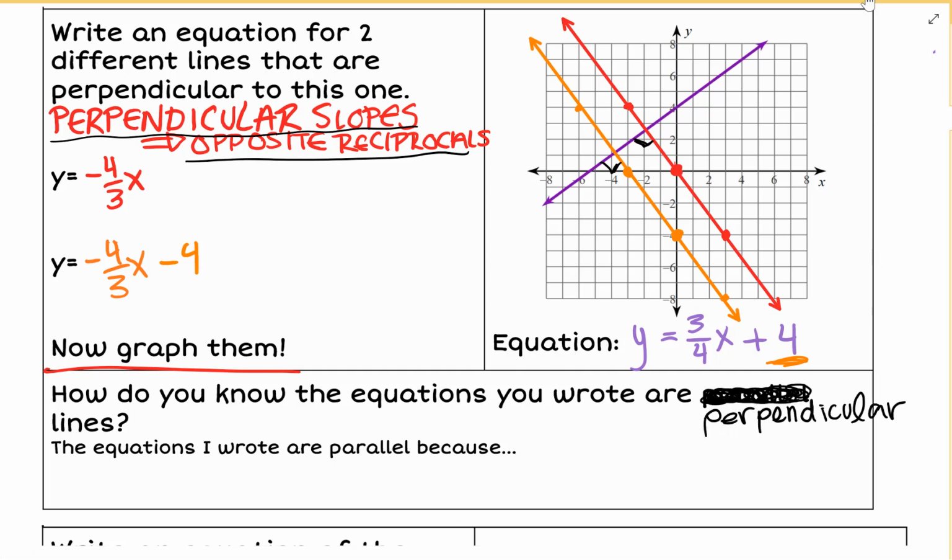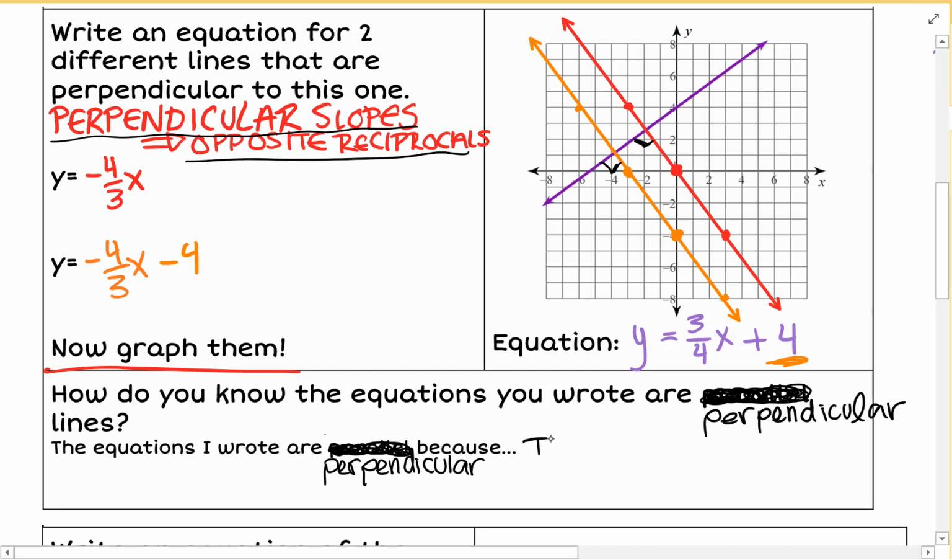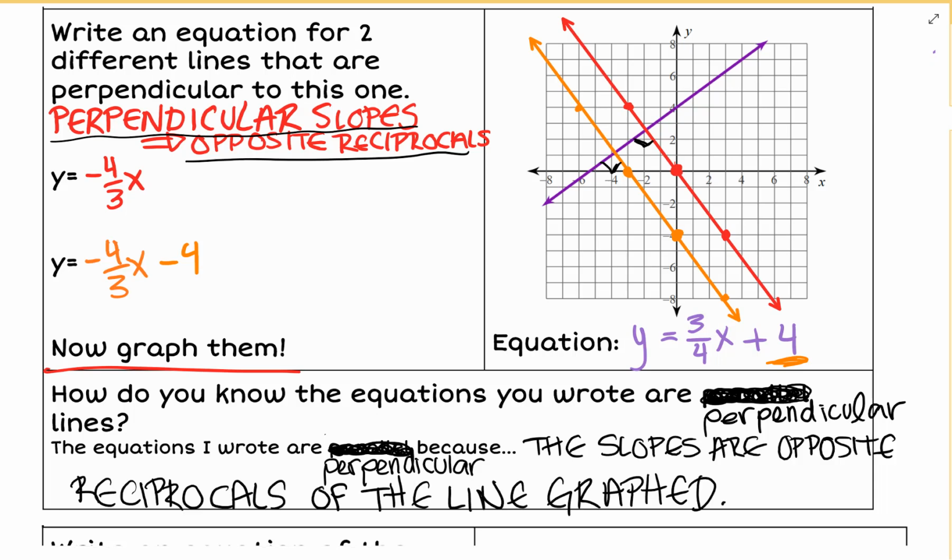So how do you know the equations you wrote are perpendicular lines? Well, the equations I wrote are perpendicular because the slopes are opposite reciprocals. And they're not opposite reciprocal slopes of each other, right? Actually, the two lines that I drew, the equations that we came up with, those are actually parallel to each other. So the slopes are opposite reciprocals of the line that was graphed, that purple line.